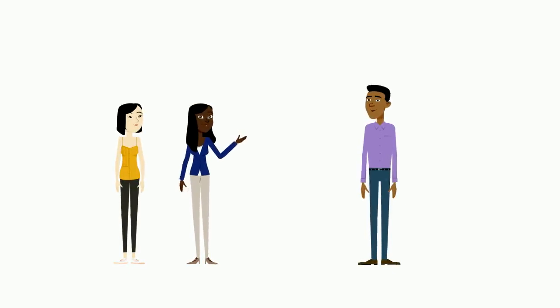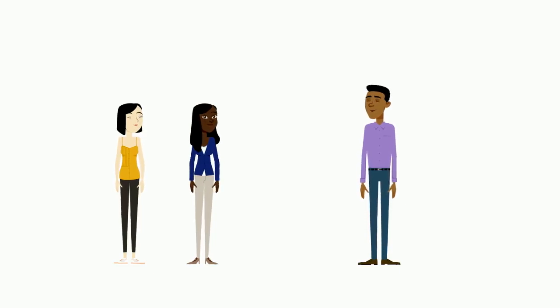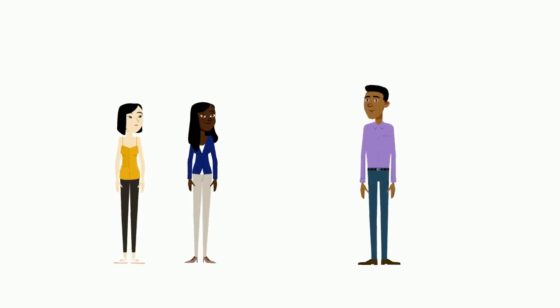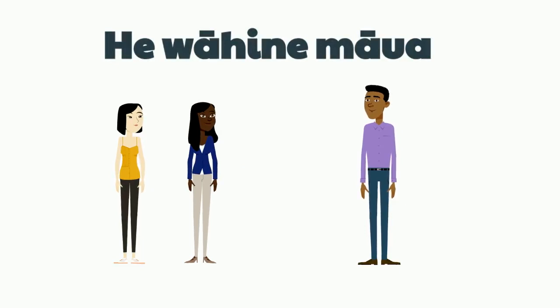Now, Maria is talking to Rewi. She says, "We're women," but she means her and Anna, not Rewi. He wāhine māua. Māua means her and I, but not you. This is called exclusive.